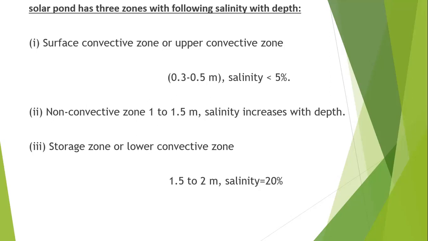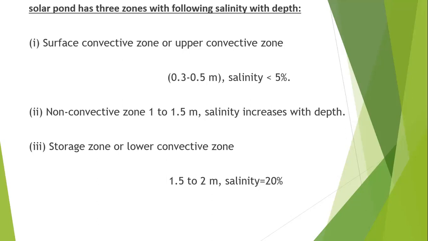The second zone is the non-convective zone, going down to a depth of 1.5 meters, and as we go to the bottom, the salinity increases. The third zone is the storage zone or lower convective zone. Here we store heat, which is why it is called the storage zone. It is the last convective zone.